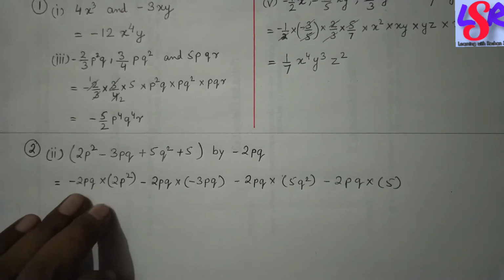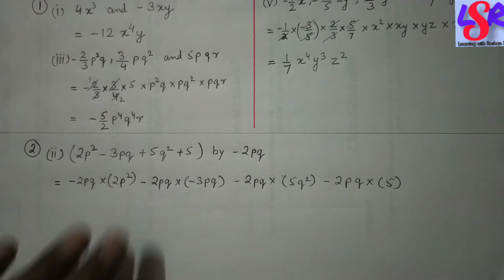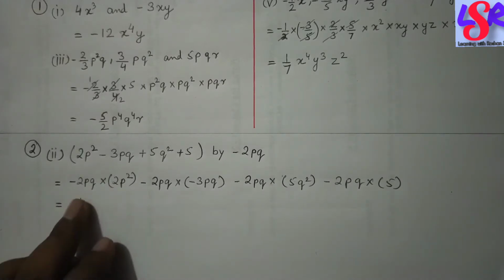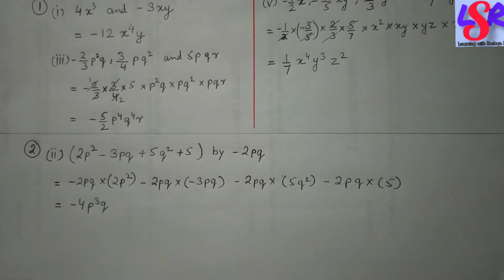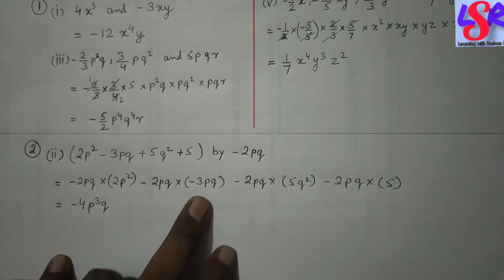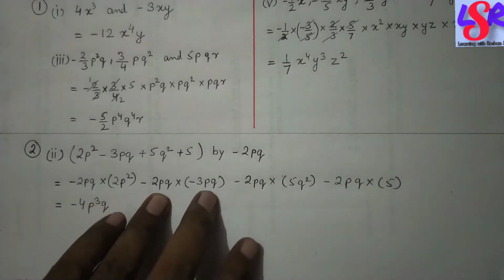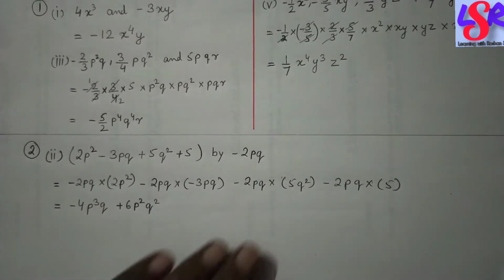Here we have minus 2 into 2, that will become minus 4. Then p into p square will become p cube and then q. Then over here minus 2 into minus 3, that is plus 6 and p square q square. Then we'll go for this one.